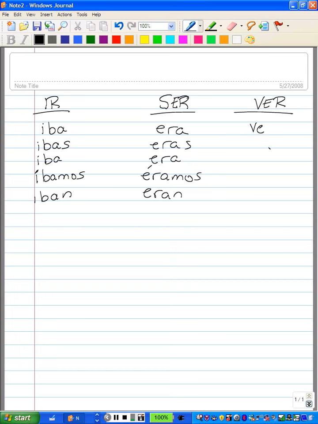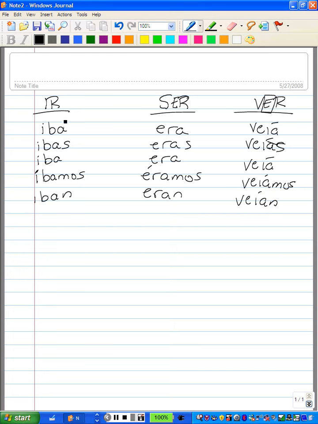Ver, which is to see. This is going to be I saw. Veía, veías, veía, veíamos, and veían. This verb has the regular ER endings on it: ía, ías, ía, íamos, and ían. But the reason that it's irregular is that it keeps that E from the verb ver.